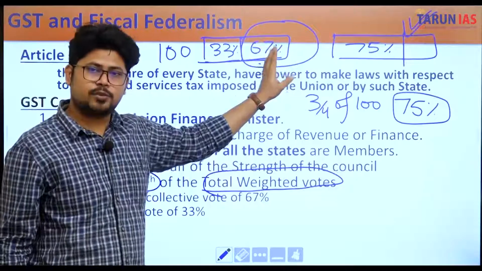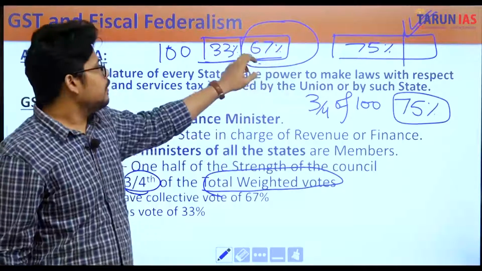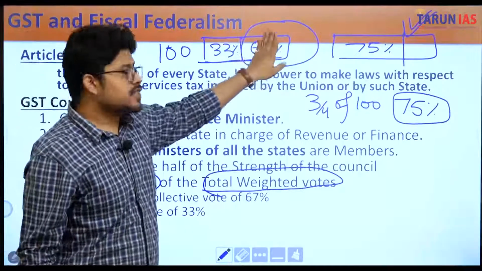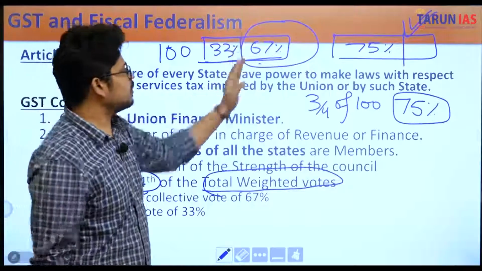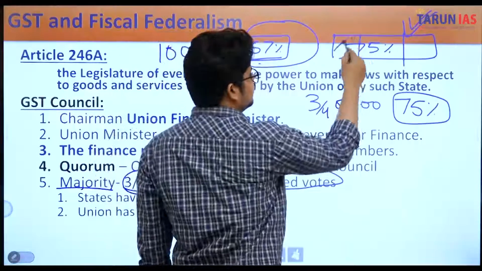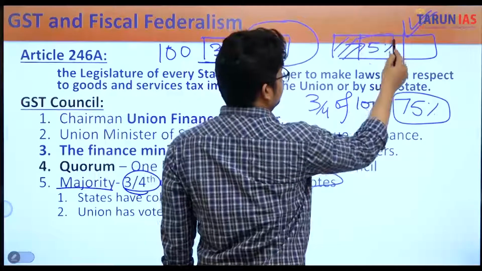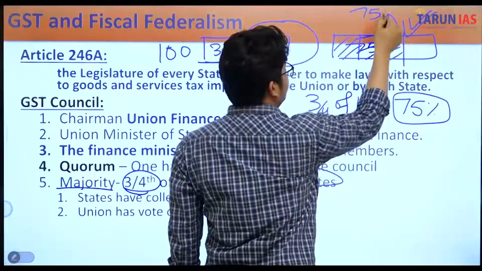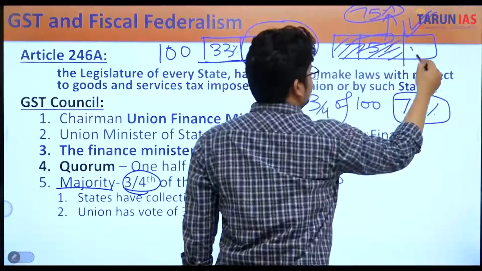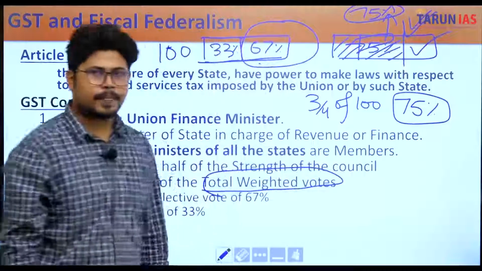And every state has equal voting power. If all the states agree and the center agrees, well and good. Otherwise, if the center's 33% agrees and some states agree, it becomes an addition up to 75%. If it reaches 75%, the decision will be taken.